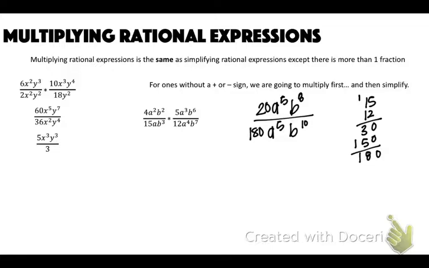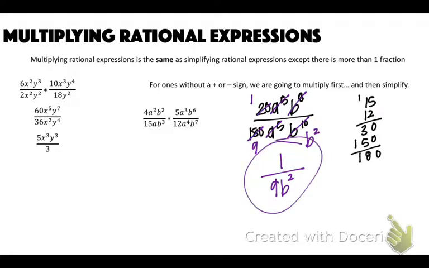Okay, and then we just want to simplify this. So 20 goes into itself 1 time. 20 goes into 180 9 times. These a to the 5ths just cancel, and then that's going to be left with a b squared on the bottom. So our final answer here would be 1 over 9b squared. Cool.